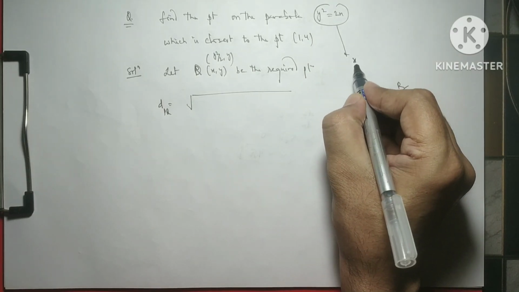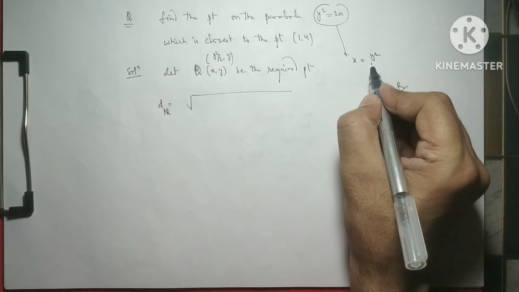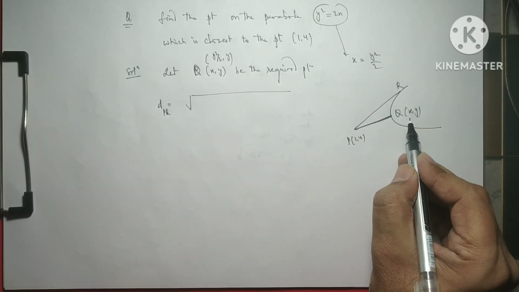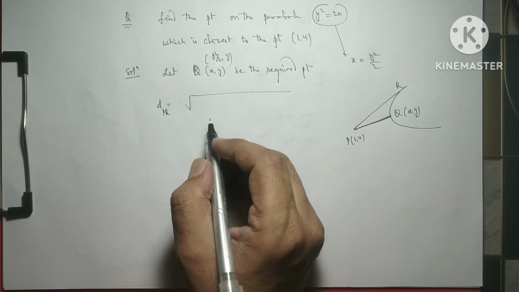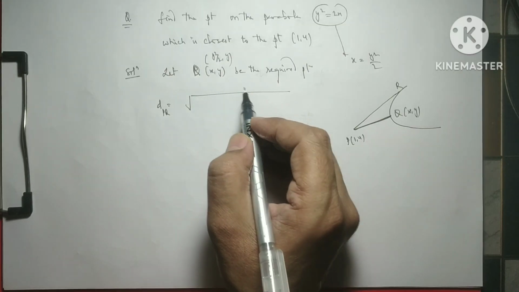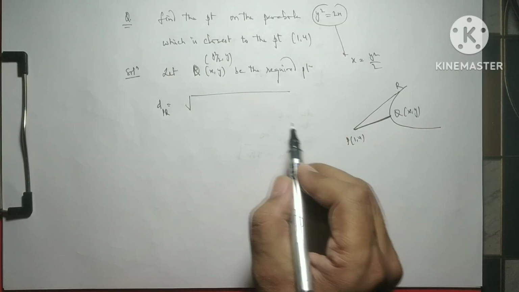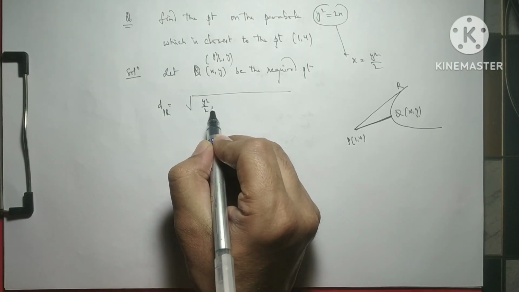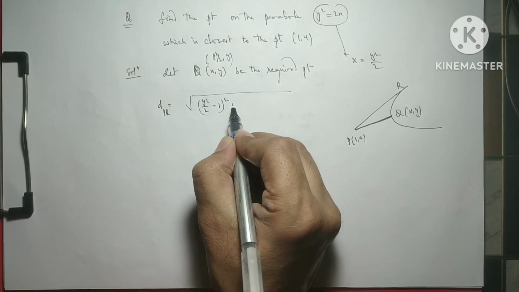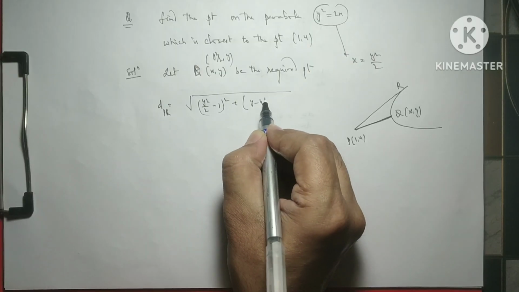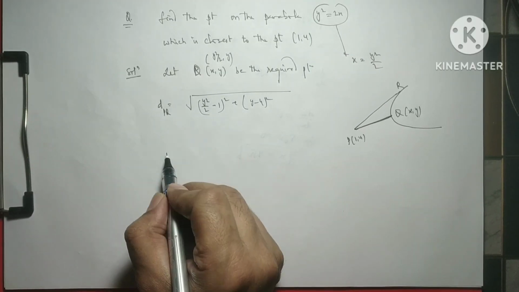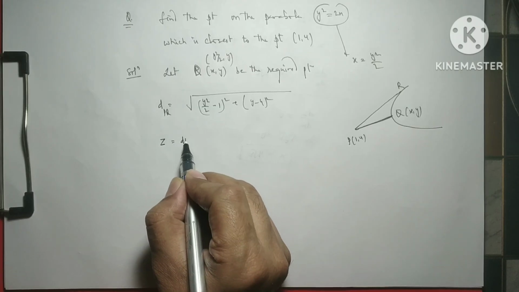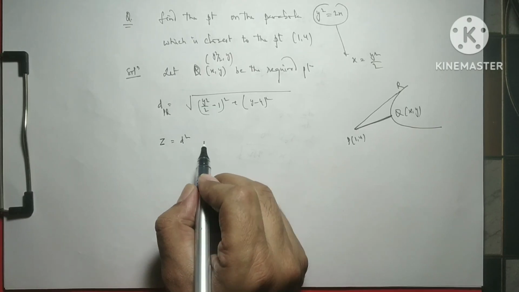So x is y square by 2. So we place x as y square by 2 and y as y. So the distance between (1, 4) and (y square by 2, y) is y square by 2 minus 1 whole square plus y minus 4 whole square. And if we square this equation, then we get d square, and we put it as z.